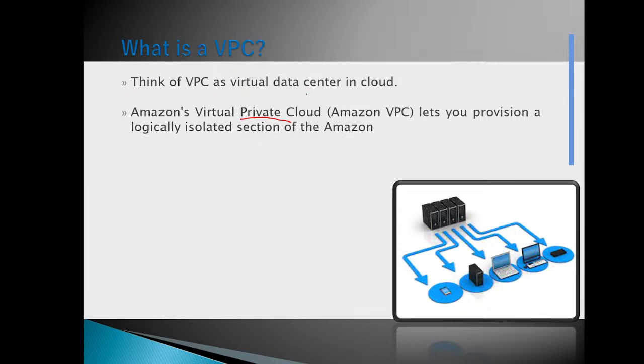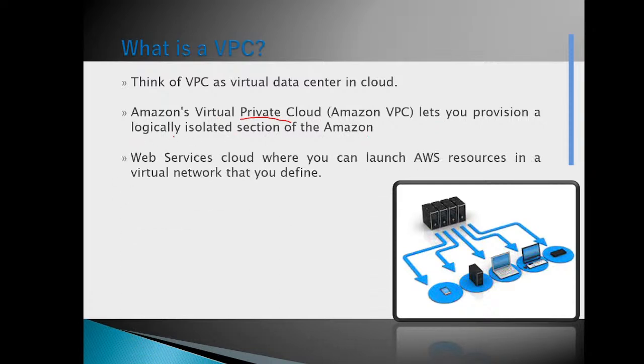So what is VPC? VPC is a virtual data center in cloud. Amazon Virtual Private Cloud lets you provision a logically isolated section of your Amazon cloud. Now, what is VPC in general? Many of you have heard of VPN. What is VPN? Virtual Private Network, and it is generally used for the concept of on-premise.